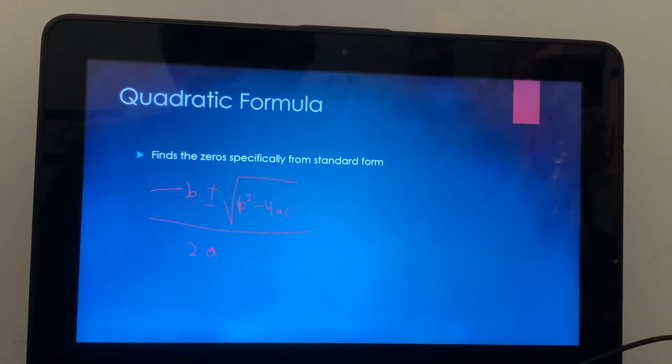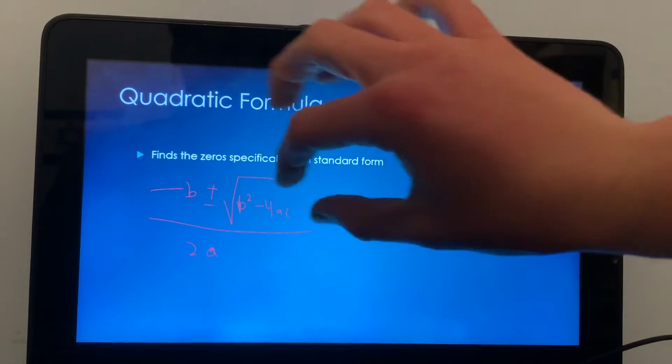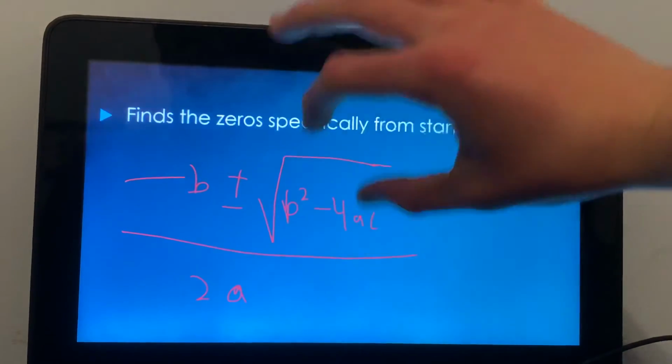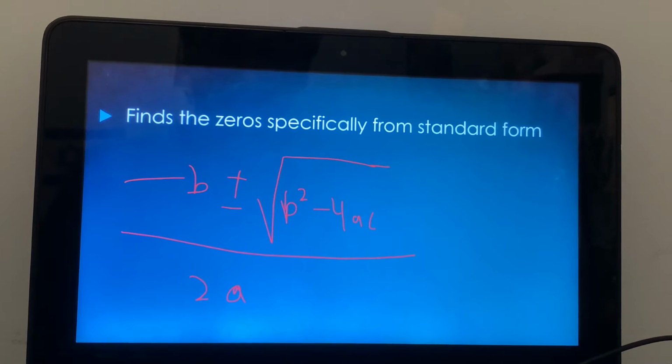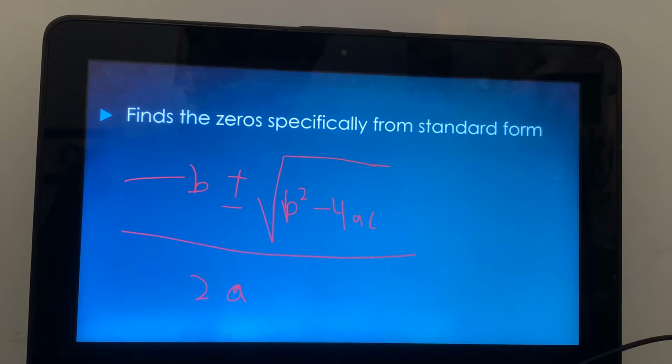I don't know if you guys can see that very well. I can zoom in a little bit. It says find the zeros, specifically from the standard form. That's what it does. As we talked about, the variables, it's ax squared plus bx plus c.